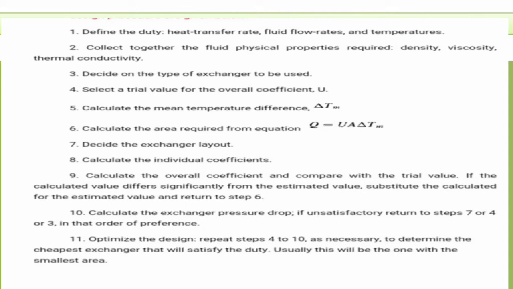Then we have to decide the heat exchanger layout, then calculate the individual coefficients. After calculating the individual coefficient for shell side and the tube side, we can calculate the overall heat transfer coefficient. If the calculated overall heat transfer coefficient matches the assumed overall heat transfer coefficient, since already we are assuming an overall heat transfer coefficient, if this value deviates less than 30%, we can accept the design. If the deviation is more than 30%, we can go for assuming another overall heat transfer coefficient.